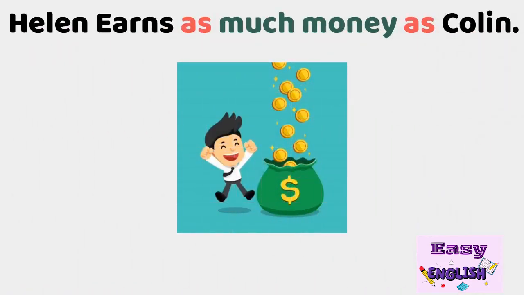We use as much plus uncountable noun plus as to compare two things. Uncountable nouns are words for things that we cannot count, and so they do not have a plural form. For example, money, work, luggage, traffic.